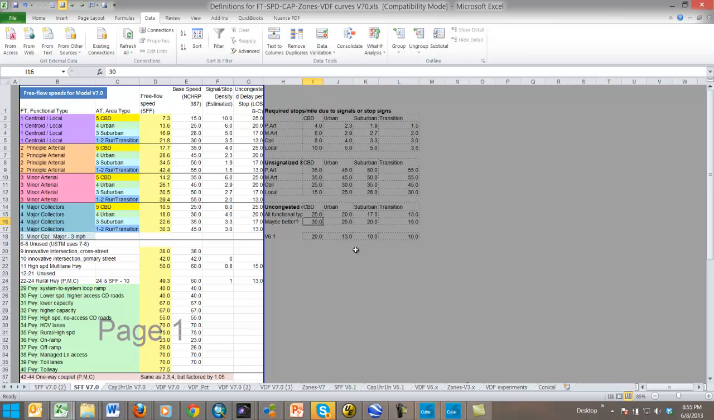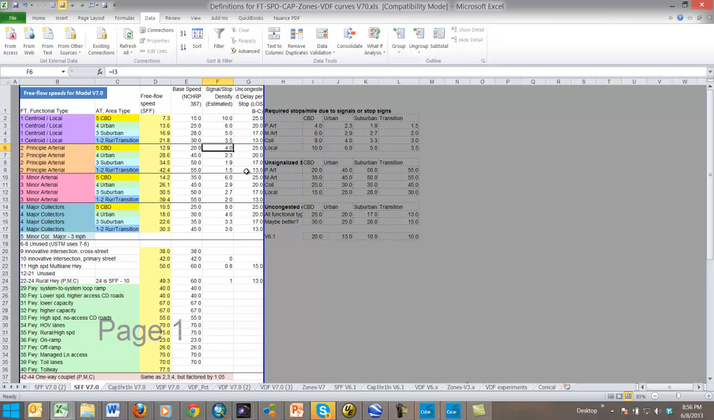All right, so now watch what happens to these speeds. The principal arterial in a CBD is almost 18 miles an hour. I'm going to say that if the unsignalized speed were to change to 20 because we turned it into some complete street, now it says that the actual travel speed has dropped down to almost 13 because the 20 went in right there.